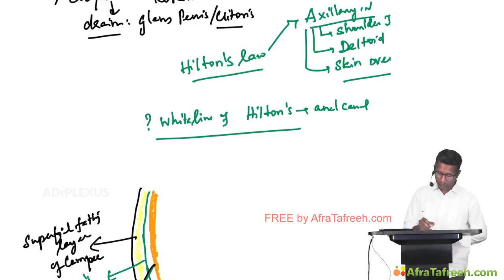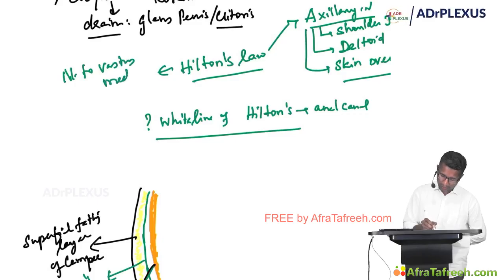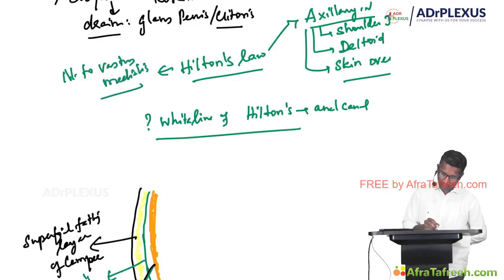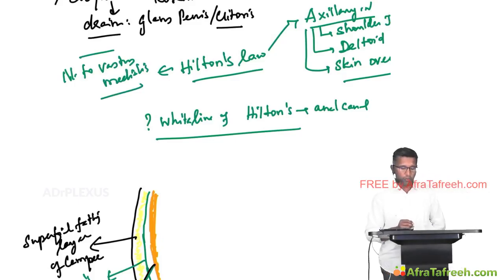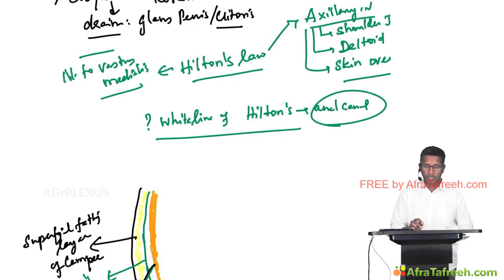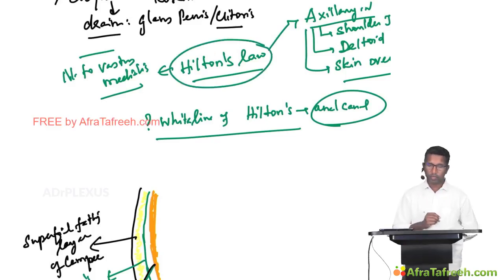There is one more nerve which also obeys Hilton's law, that is the nerve to vastus medialis. The nerve to vastus medialis is also a nerve seen in the thigh which obeys Hilton's law. Okay, so the white line of Hilton you saw in the anal canal. You should remember about Hilton's law.